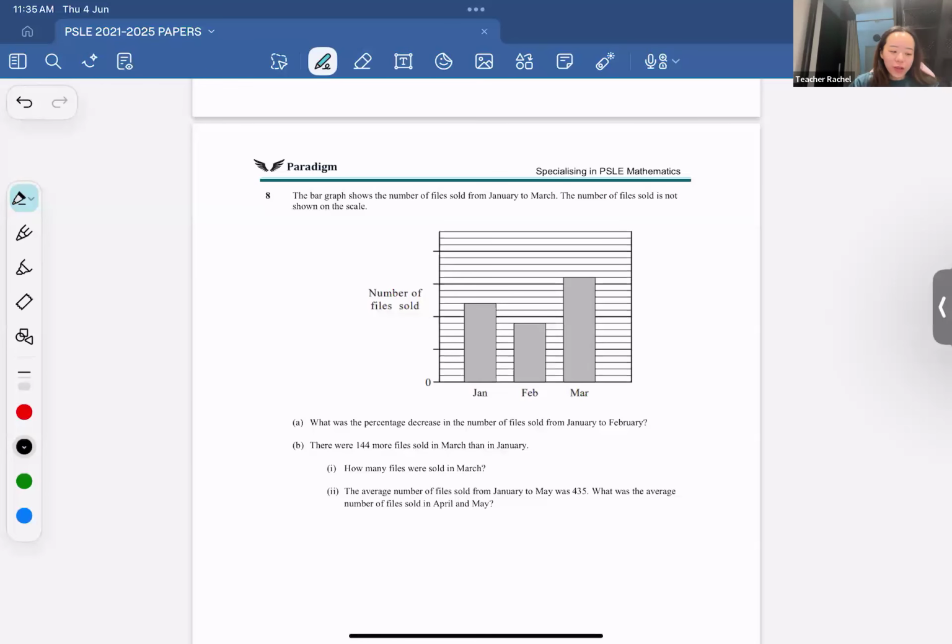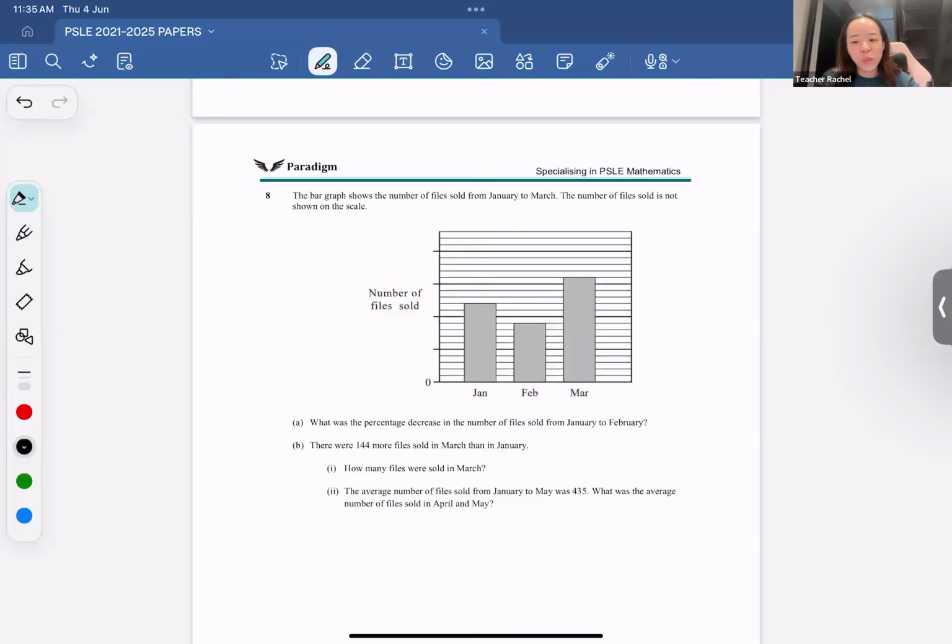Okay, for this, can you tell me what type of graph this is? Can you type in the chat what type of graph this is? Earlier we did the line graph. You'll notice that in one paper, they can test quite a few graph questions. Graph interpretation is getting more popular in the PSLE exam because they want to make sure that students are able to read graphs, because it is a real life example.